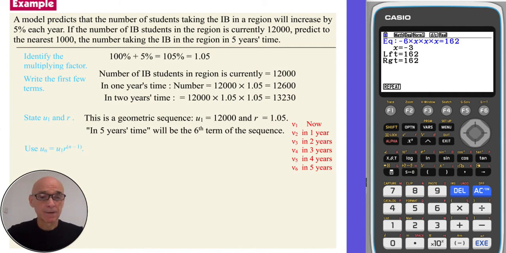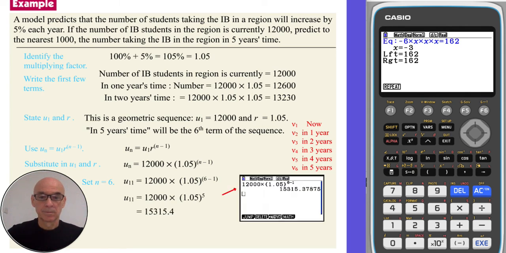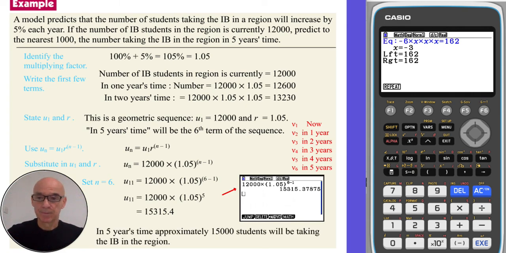Again, we use our formula for the nth term, un, as given in your formula booklet, replacing u1, the first term, with 12,000 and r with 1.05, the common ratio. Then if we set n equal to 6, as shown, and perform the calculation, we will get a value of 15,315.4. So in 5 years' time, approximately 15,000 students in the region will be taking the IB.